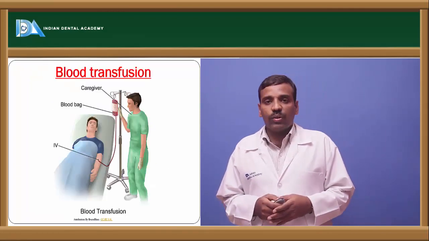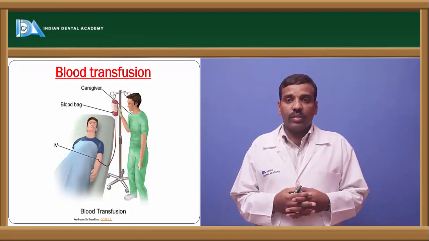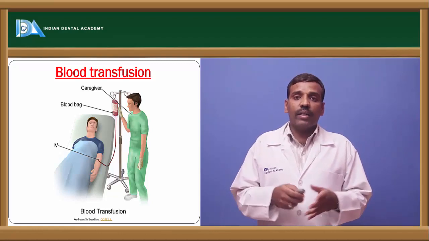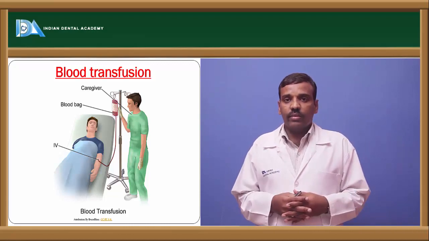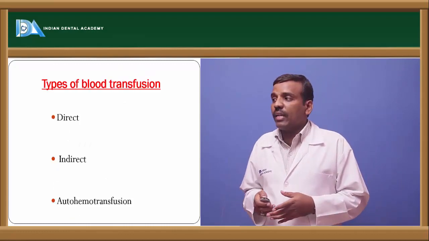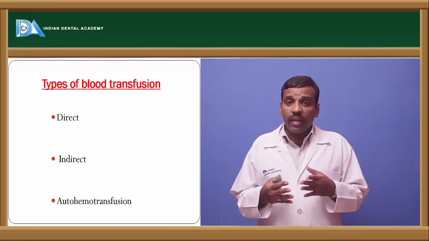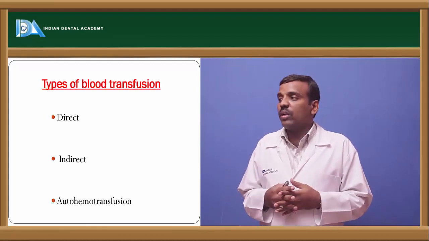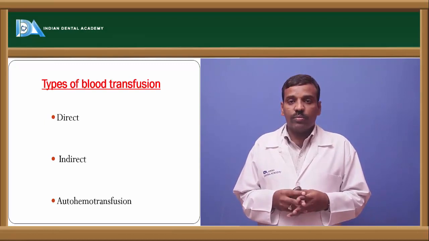And blood transfusion is done according to the blood groups and RH compatibility, mainly by cross matching and blood group matching, as I told you earlier. Blood transfusion is needed when there are anemic conditions and hypovolemic conditions. Blood transfusion can be direct, indirect, or autohemotransfusion.